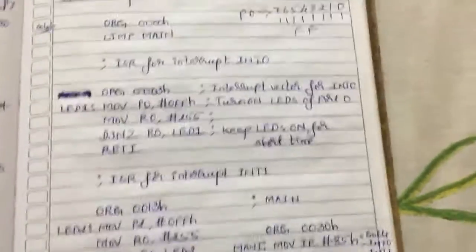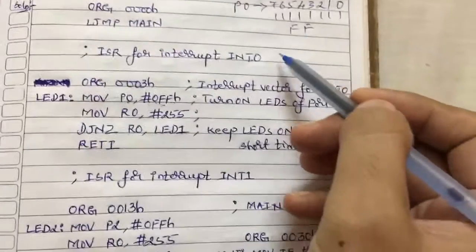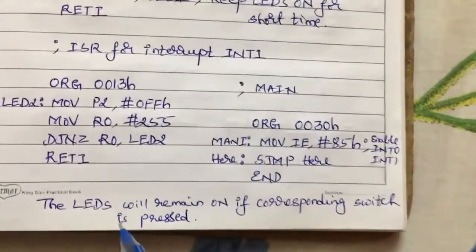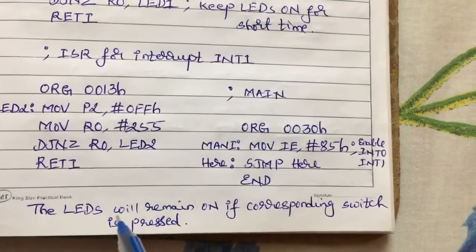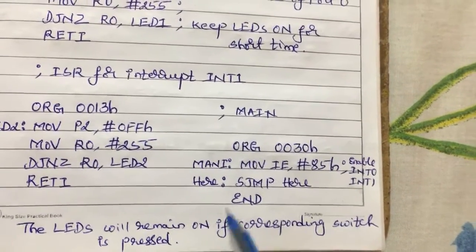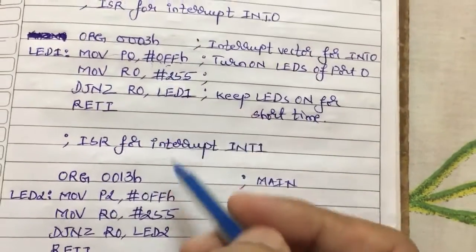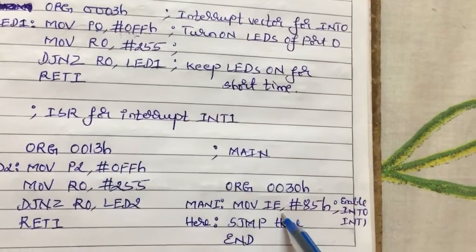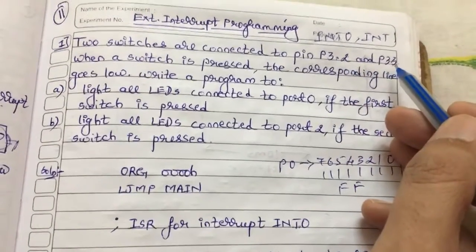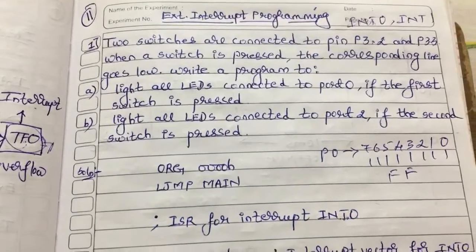So in this program, one switch is with respect to INT 0, one switch is with respect to INT 1, and one is the main program. Here I have written a note that the LEDs will remain on if the corresponding switch is pressed. That means these two ISRs execute only when I press the particular switch, P3.2 or P3.3. This is one example of external interrupt programming.